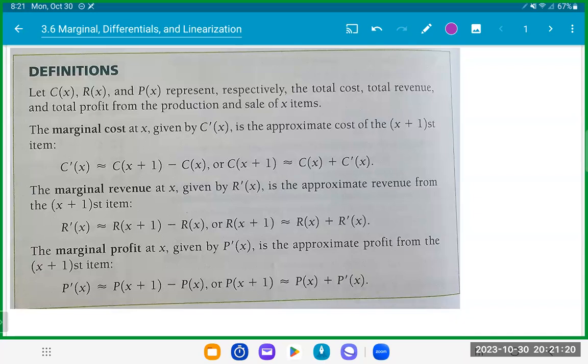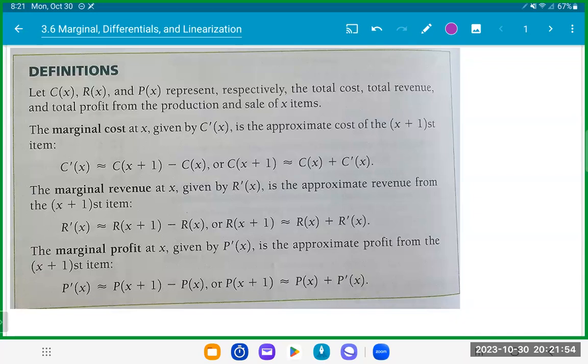Okay. So what you're looking at here on the screen is just some definitions. I'm not going to go over each of them, as the formula is the same. It's just solving it based on whether you're looking at cost, revenue, or profit. So I'll walk you through the marginal cost one. And that basically just says that when you have x, and x is given by c prime, right? That's the derivative.